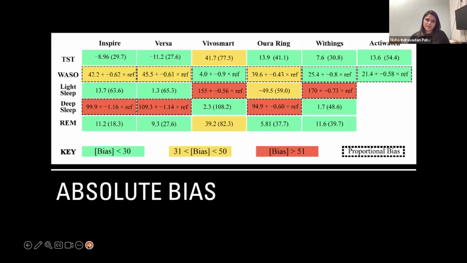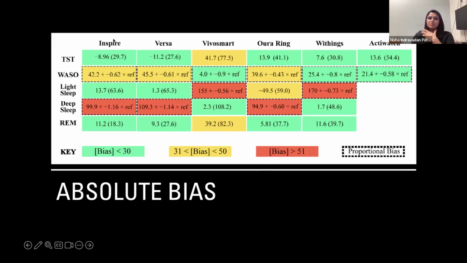So absolute bias, this is kind of like the mean difference. And we want to look at the absolute values that are less than 30, is what we're using as a key here. So the green means that there was a good correlation between the stage that they were using and the device. Based off of this, it looks like all of the devices were kind of all over the place for the various stages.